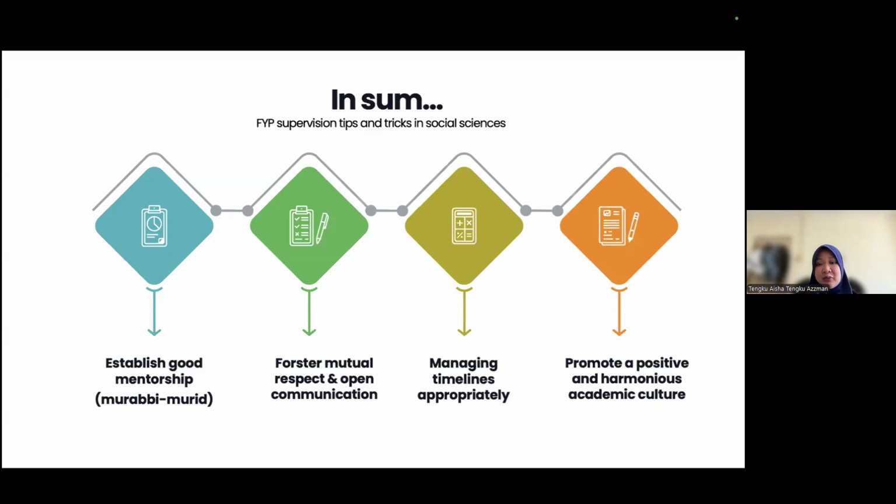Managing timelines appropriately. So again, we've discussed this again and again. I think with FYP, this is a big hurdle that everyone has to overcome. So try to practice being vigilant and monitoring, and of course promote a positive and harmonious academic culture. So I think it's very common sometimes for you to, like I said, develop a good relationship with your supervisor. You inspire them, you motivate them, sometimes you are their mother, you're the teacher, you're the murabbi at the same time, you're the counselor also. So try to promote a positive and harmonious academic culture where there's mutual respect between both of you. So that's what I can summarize.